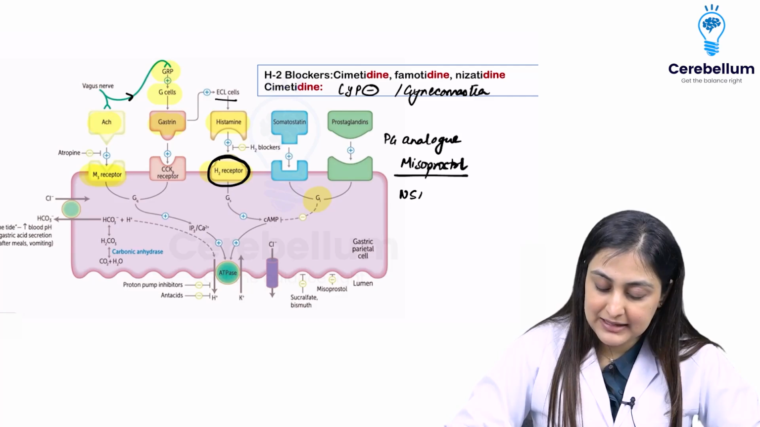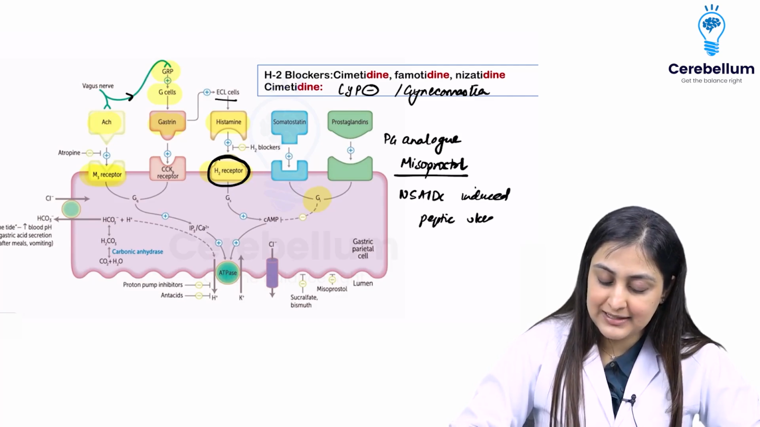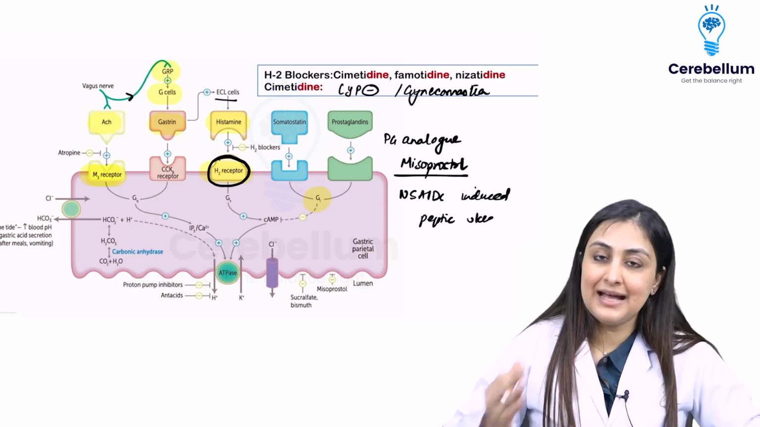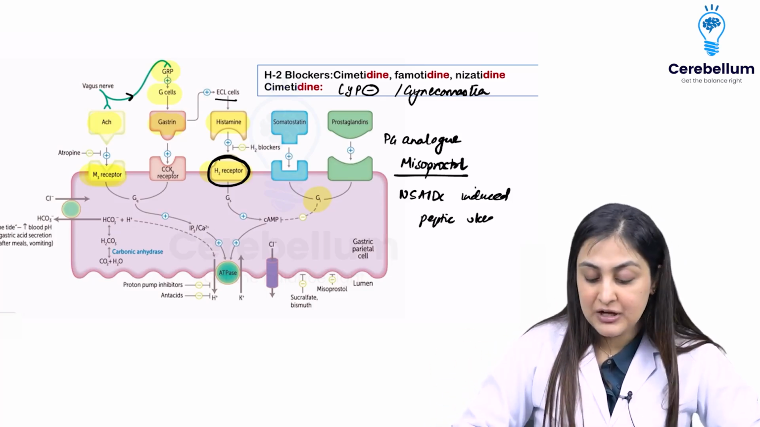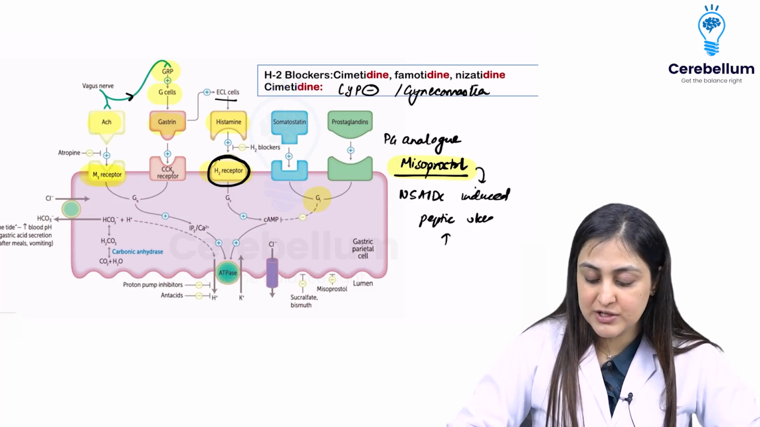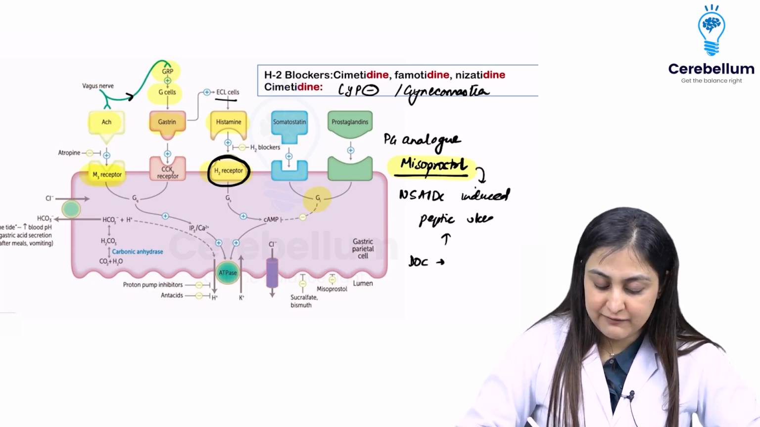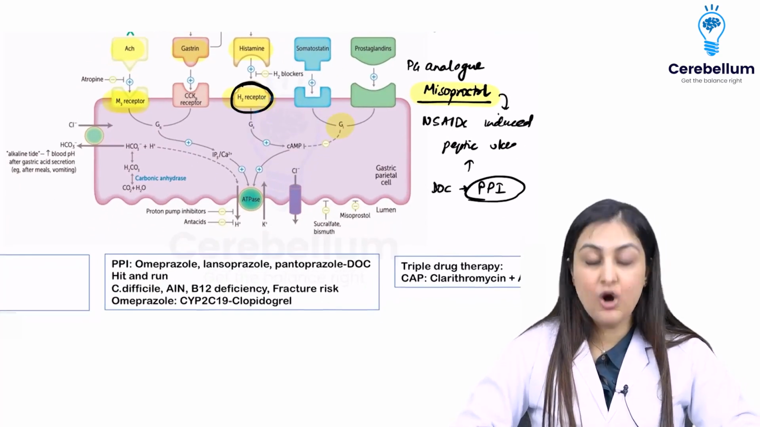Misoprostol can be given, but there is only one indication. If you are giving NSAIDs and there is an NSAID-induced peptic ulcer, that is because prostaglandin release is getting inhibited, and that is why you are having more H+ secretion. In that case, I can give misoprostol. That's the only indication. But remember, the drug of choice for everything is ultimately a proton pump inhibitor. Let's just block the end pathway.